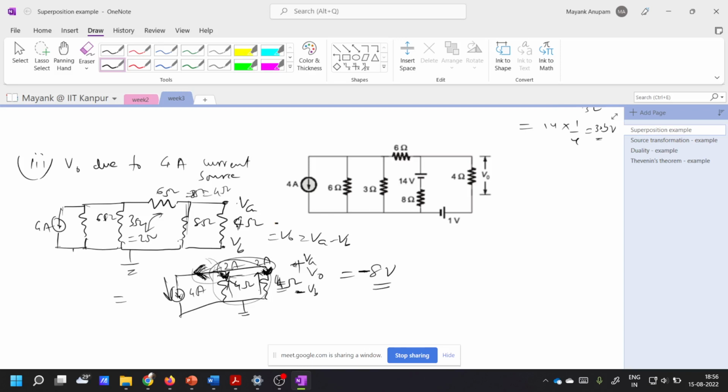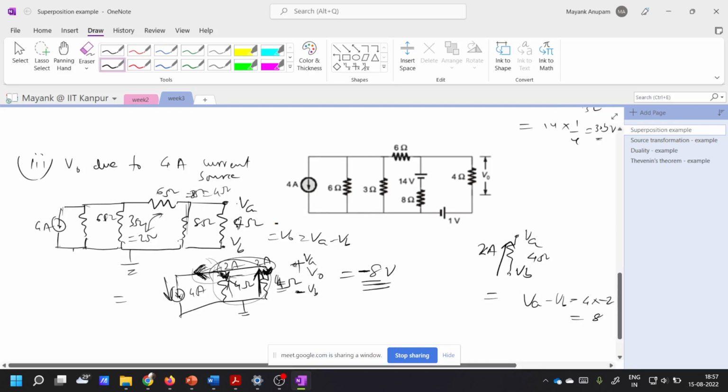I said that this current 2 ampere is flowing in this direction. Now tell me what is VA minus VB? Plus 8 volt? No, it should be minus 8 volt. Because you have this, this is VA, this is VB. You have current flowing like this, 2 ampere across the 4 ohm resistor. So VA minus VB is equal to 4 into minus 2, which becomes minus 8 volts.